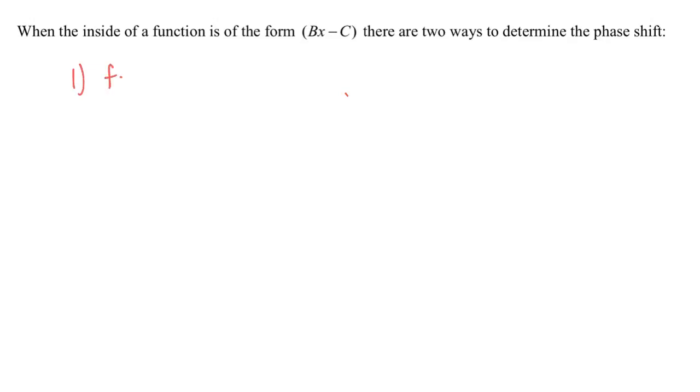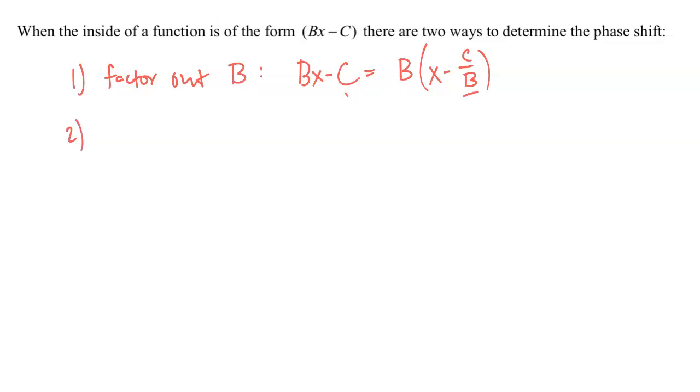You can factor out the b. And I sort of showed this earlier when we first introduced phase shifts, because if you have bx minus c and you just sort of force factor out that b, then what you get is x minus c divided by b. So that is one scenario, one possibility for how you could find the phase shift. The phase shift would then be c divided by b.